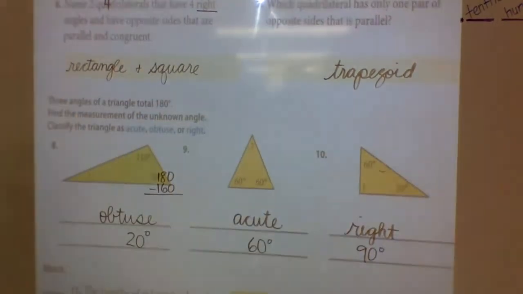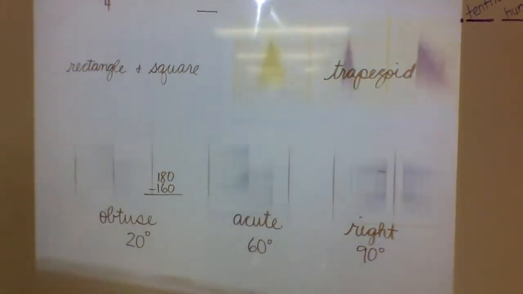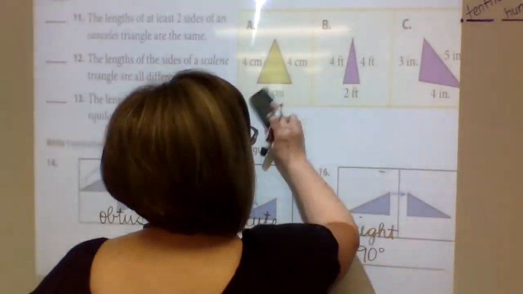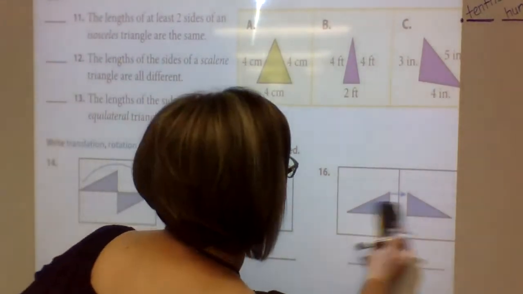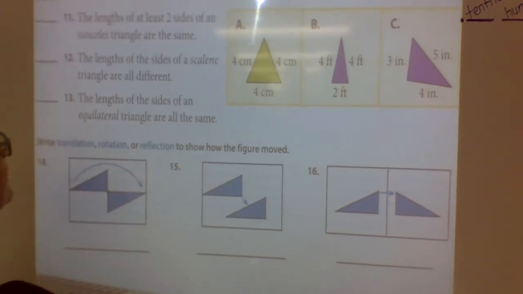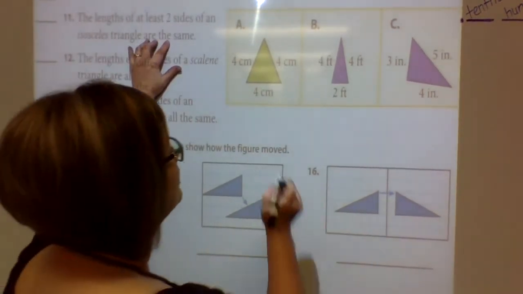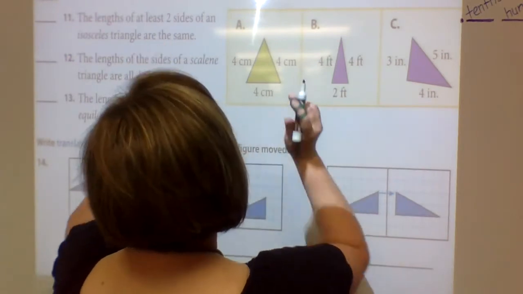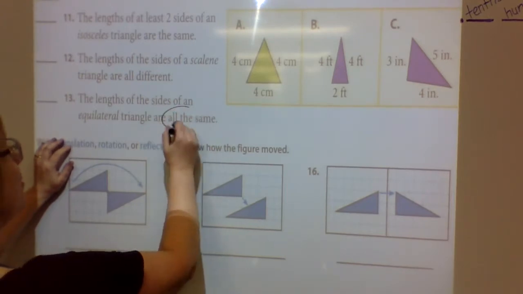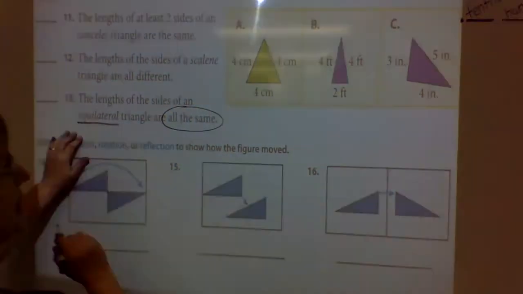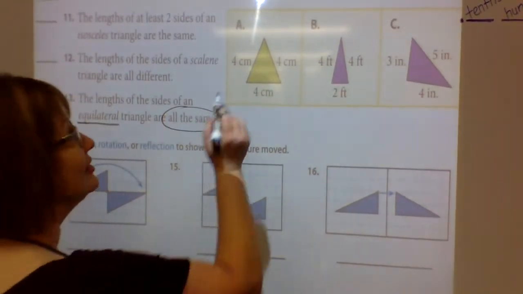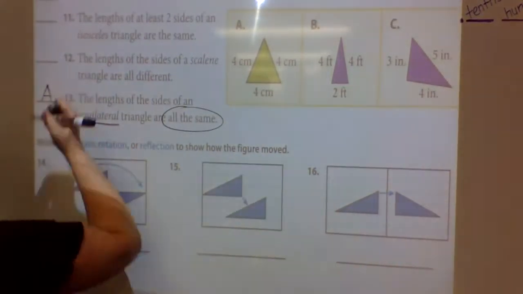Okay? Boogie on to the next section. Number 11 is a matching section. I love matching because then you always have the right possibilities of answers. Okay, the lengths of at least two sides of an isosceles triangle are the same. Which one has two that are the same but not three? Because the one that has all three the same is an equilateral triangle. Okay, let's start with that one. That's the easiest one. Which one has all three the same? Right, A. So that's this one. Which one has two the same?